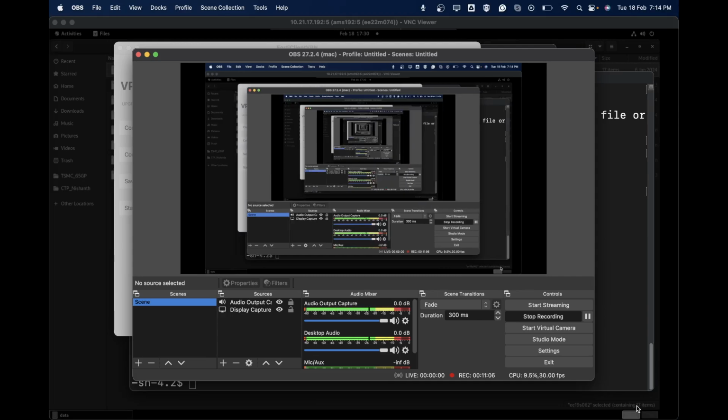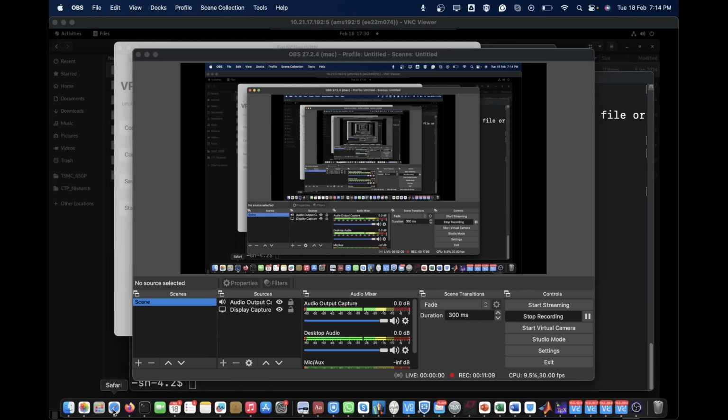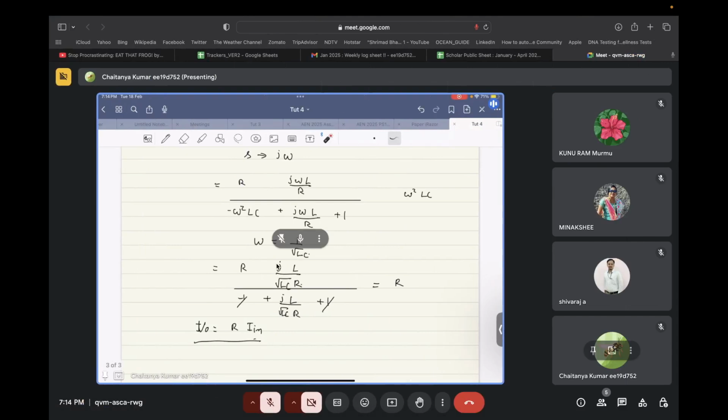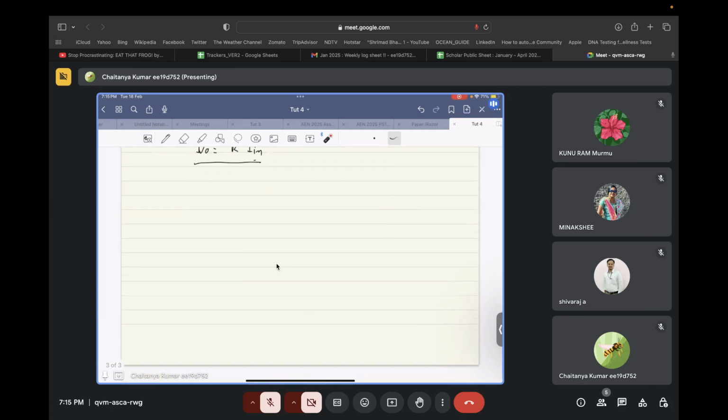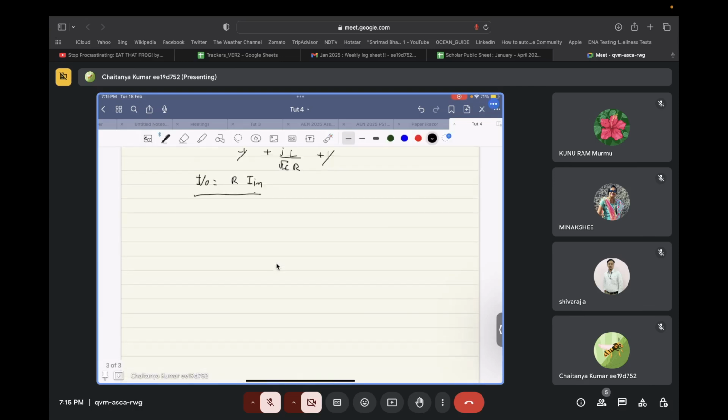Now, one problem with this equation is that we have got our band pass filter. So how does the frequency response of this band pass filter look? On the y axis we will have V naught, on the x axis we will have frequency, and we will get something like this. Here there will be omega naught, and the V naught that we get over here is R times I in. So this is our band pass filter that we needed.